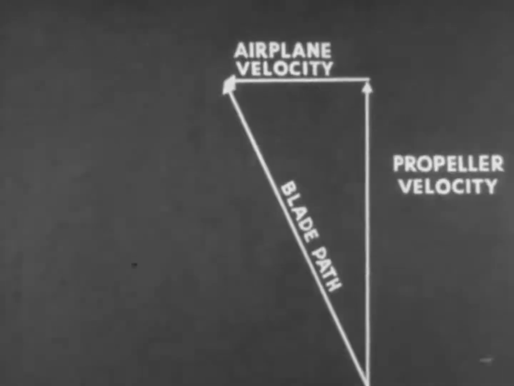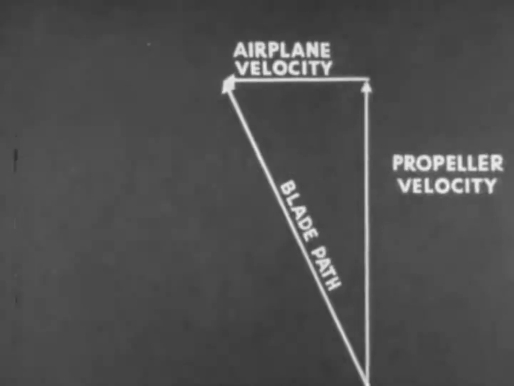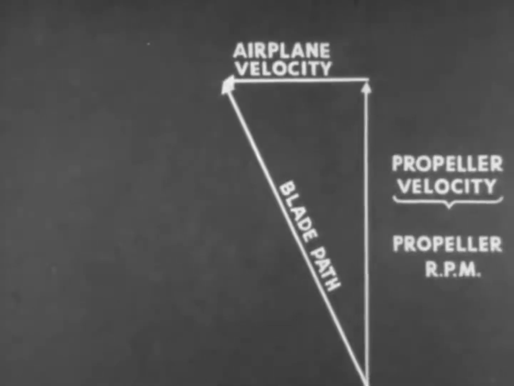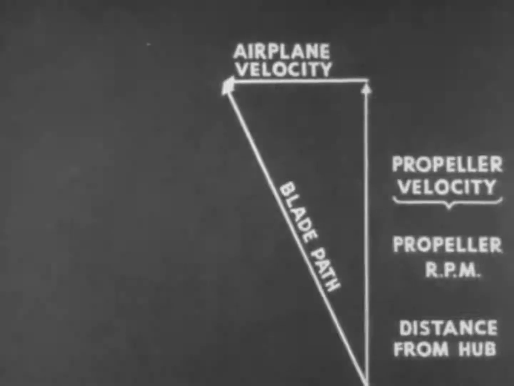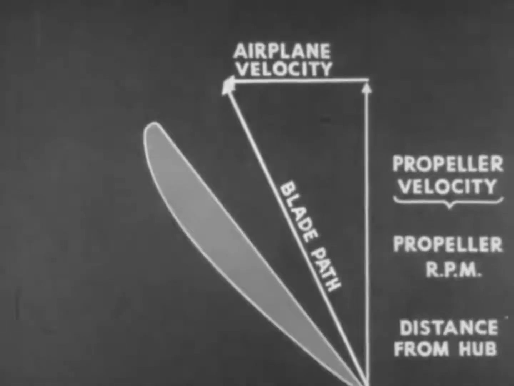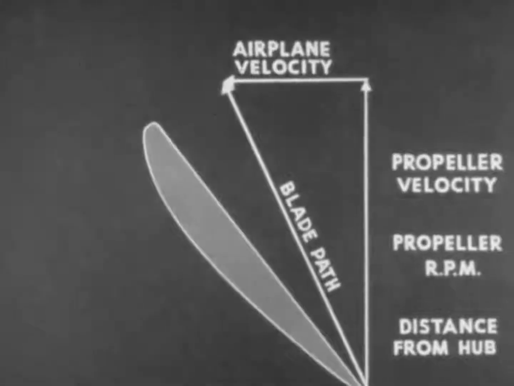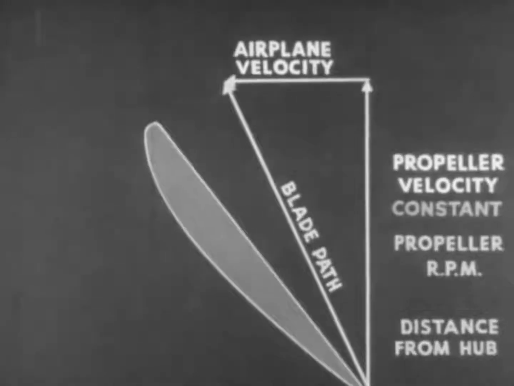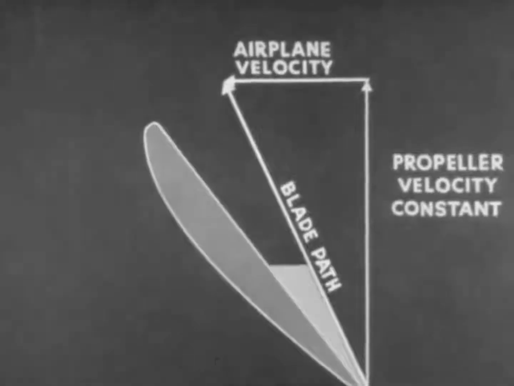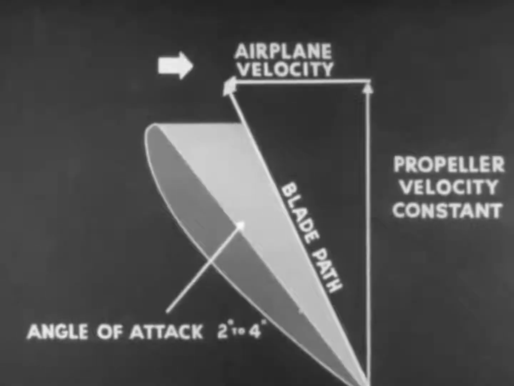So far, we have shown how propeller velocity influences the direction of the blade path. We've explained how propeller velocity changes with the propeller RPM and with the radius or distance from the hub. Here is a cross-section of a fixed-pitch propeller at a certain radius or station. The engine is running at a constant RPM, so the propeller velocity stays constant. At this pitch angle, the proper angle of attack of 2 to 4 degrees can be obtained only at one certain airplane velocity.